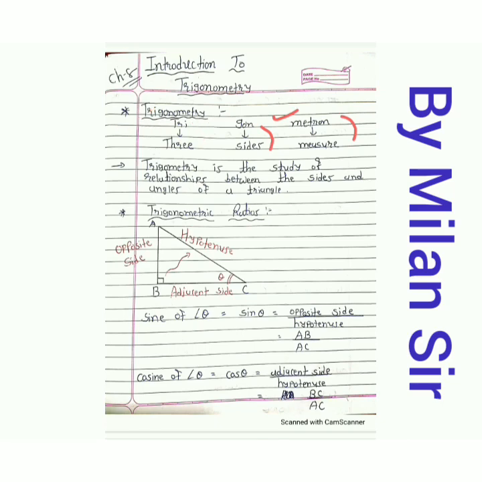Now what is the definition of trigonometry? Trigonometry is the study of relationship between the sides and angles of a triangle. So in this chapter we will learn about relationship between sides and angles of right angle triangle. For standard 10 our syllabus is limited up to right angle triangle.